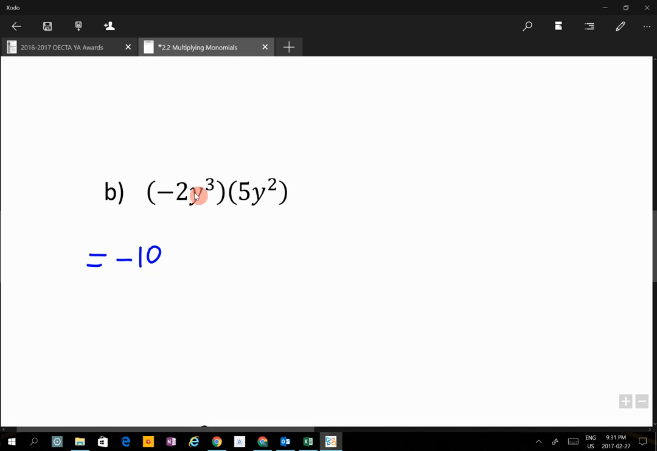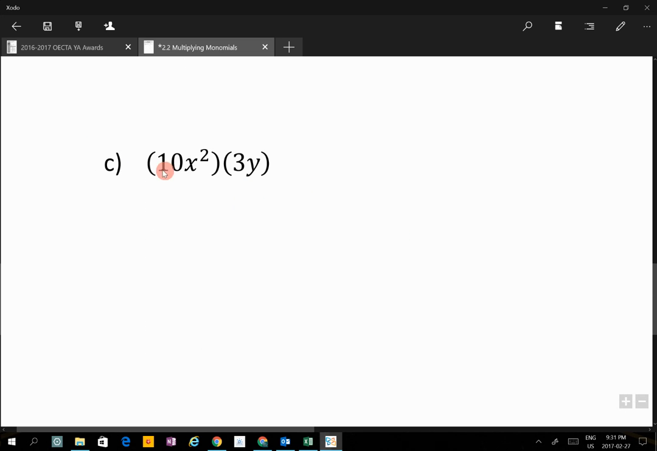And then multiply the variables. So y cubed times y squared is going to be, two powers with the same base. You rewrite the base, so it's y, and if you're multiplying the powers, you add their exponents. So 3 plus 2 is 5. So y to the exponent 5.